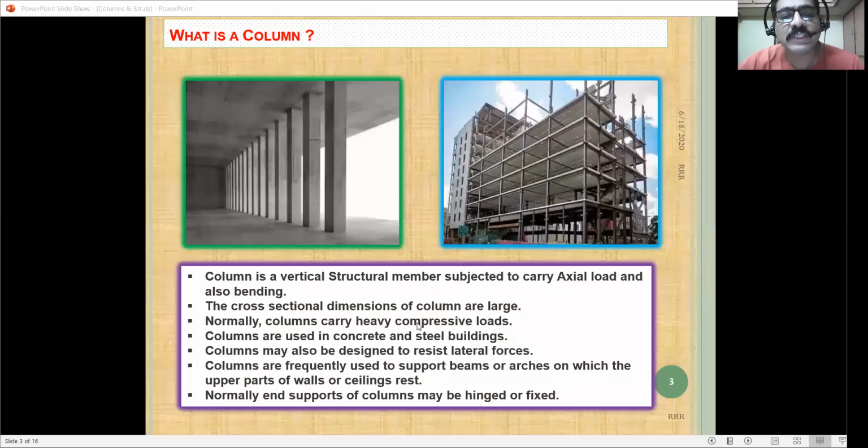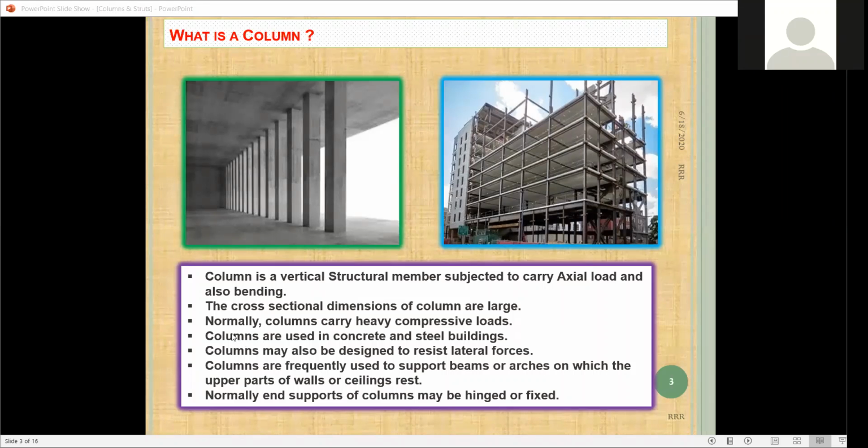The cross section dimensions of the column are large. We see there is a difference between the column and the strut. Both we call structural members, but in the column, the cross sectional dimensions of a column are large when compared to the strut.